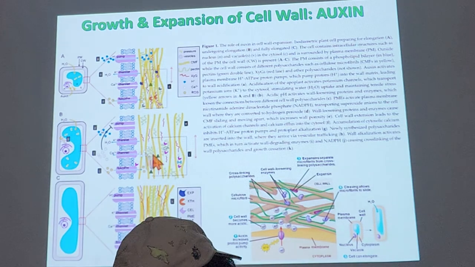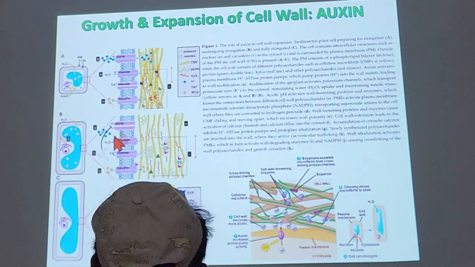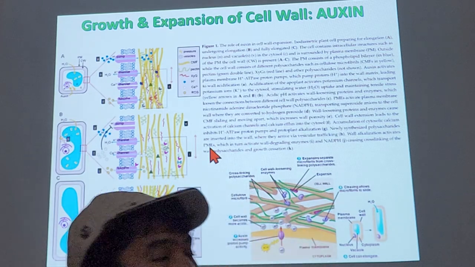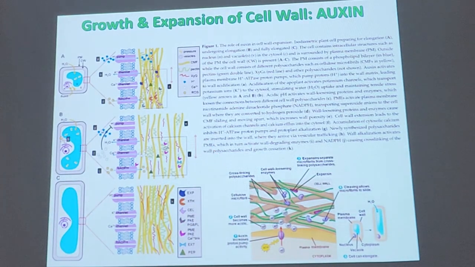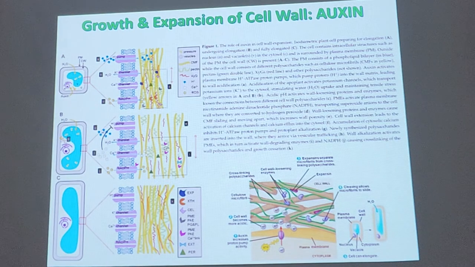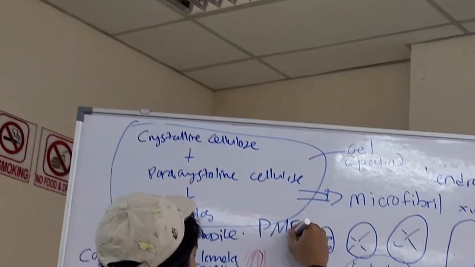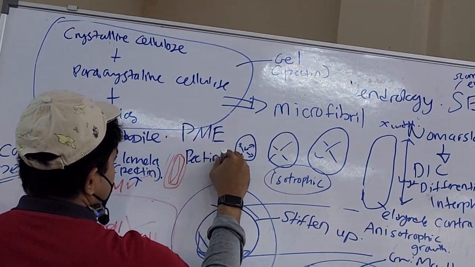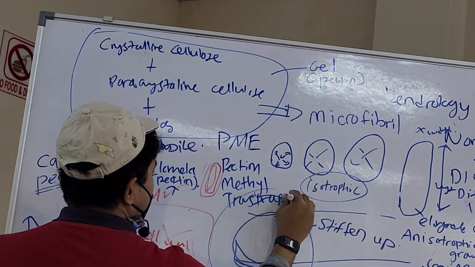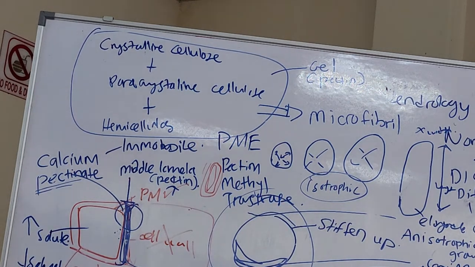You want to achieve situation C. So situation C can be achieved with wall alkalization, which activates PME. PME is a protein actually. Pectin methyl transferase. PME, the one that you see. Pectin methyl transferase. It basically just activates the pectin thing.